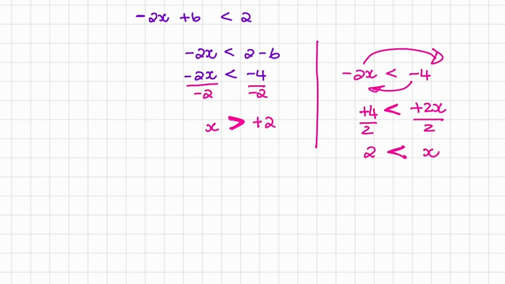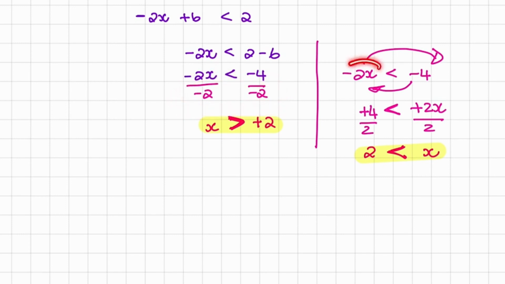So these two results of x bigger than plus 2 or 2 smaller than x is the exact same result. So you read the inequality from the position of x. So x would be bigger than 2. And that is why the direction of the inequality changes when we divide by a negative 2.